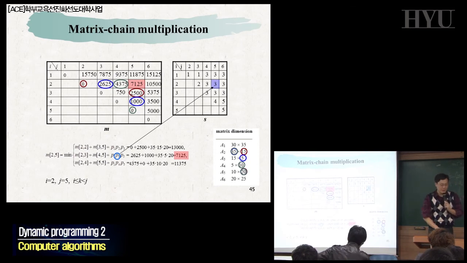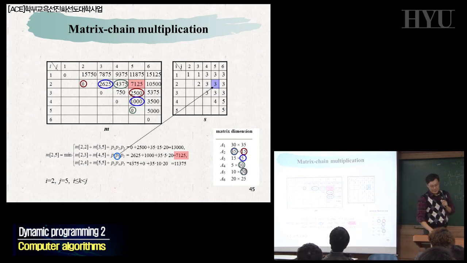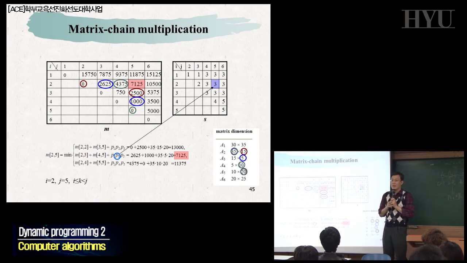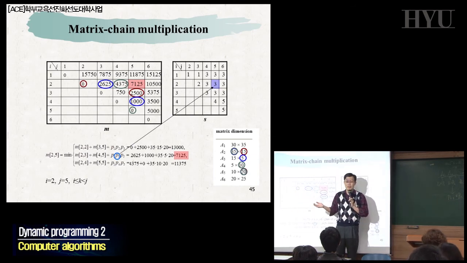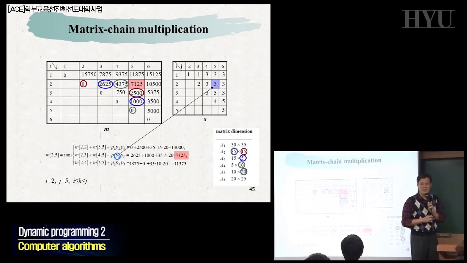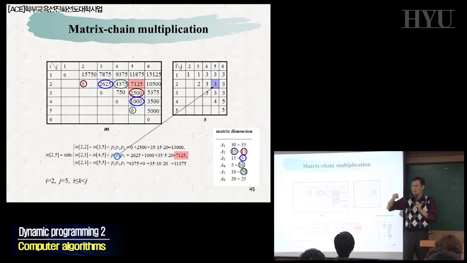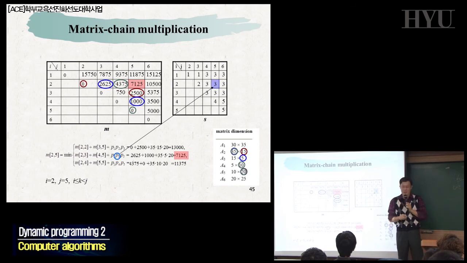Okay, then questions. Why is this lower triangle empty? It's undefined. If J is smaller than I, the matrix chain multiplication problem is not defined. So that's why the lower triangle is empty. The matrix chain multiplication problem is multiplying all matrices from AI through AJ. So if J is smaller than I, it is not defined. So it's empty.